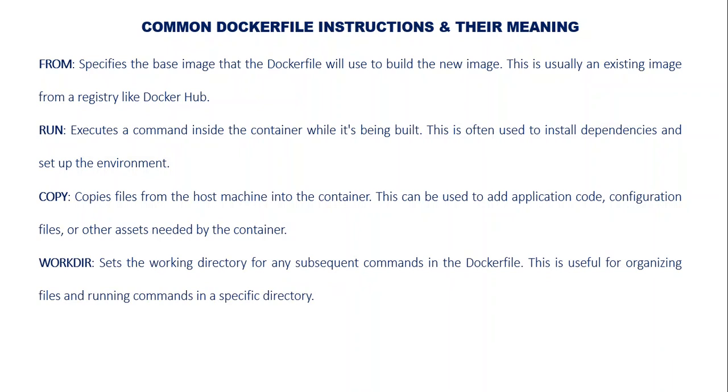Let's see the fourth one, WORKDIR. This is to set the working directory for any subsequent command in your Dockerfile. It is useful for organizing files and running commands in a specific directory. So if you want to set a working directory in your container, you have to put this in your Dockerfile when building it. Let's say I want to set a directory called project inside my container. I'll have to use the WORKDIR instruction for that.